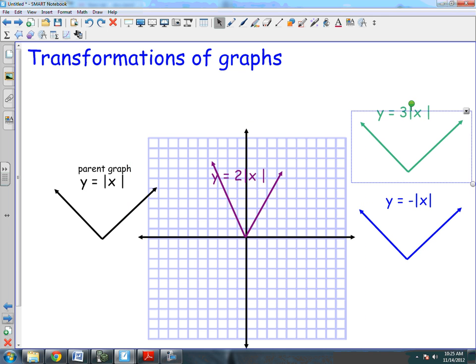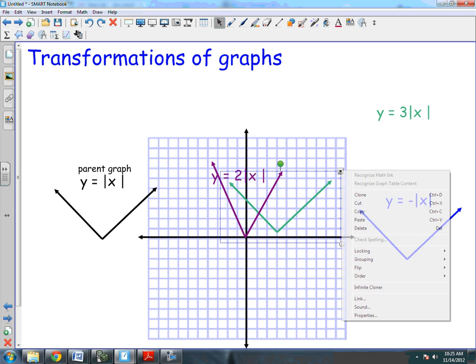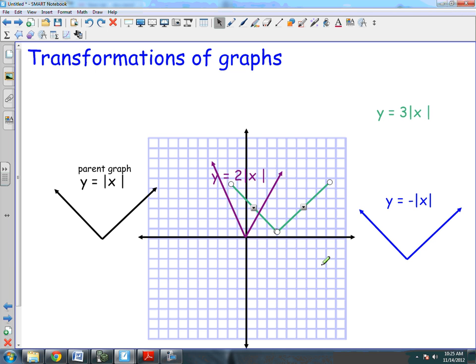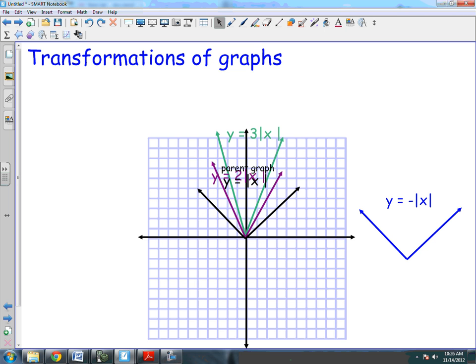And the same goes for if I put a 3 in front. If I take this graph and think about what a 3 in front would do, that would make the graph stretch even taller. So instead of going up 2 over 1 like the 2 absolute value of x, the sides will go up 3 over 1. So changing the number in front stretches the graph. If I pull the parent graph here, you can see the differences between y equals 2 absolute value of x, y equals 3 absolute value of x, and the normal parent graph.